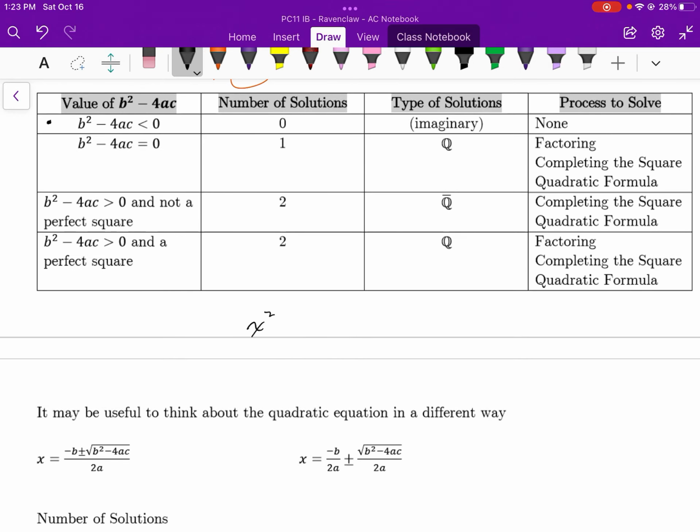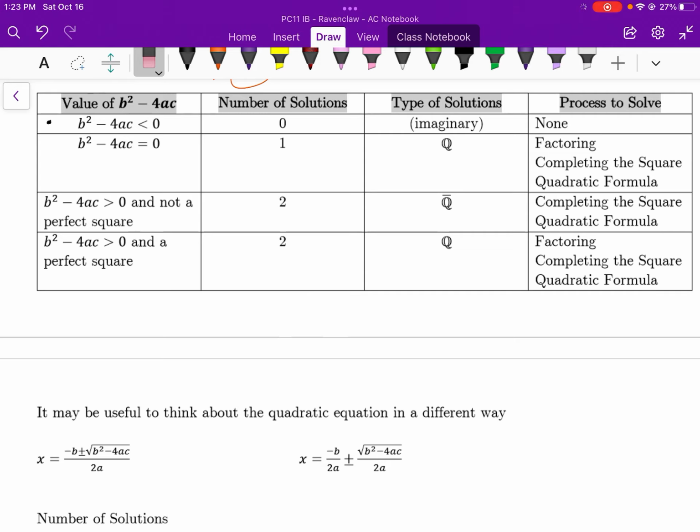So for instance, x squared plus x plus 17 is equal to 0. This equation has no solutions. How do I know? Well, if I check the discriminant, my discriminant would be negative. Is there a way to solve that equation? There is not.